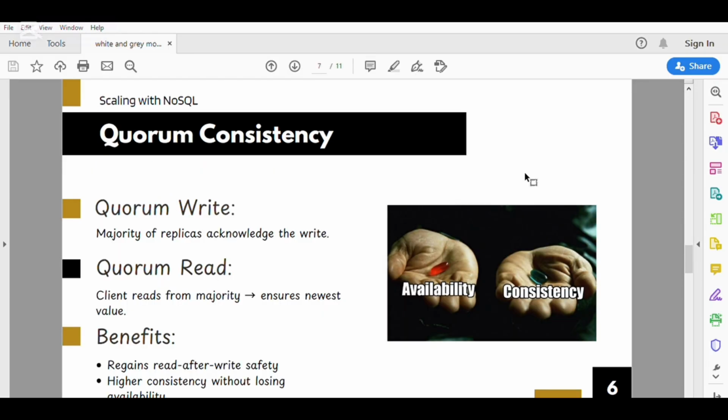So let's go to the next topic, quorum consistency. So what does quorum consistency do? It basically improves safety by requiring a majority of replicas to confirm operations. A quorum write means most replicas acknowledge the write, and a quorum read means the client reads from the majority. This helps ensure the newest value is returned without completely sacrificing availability.